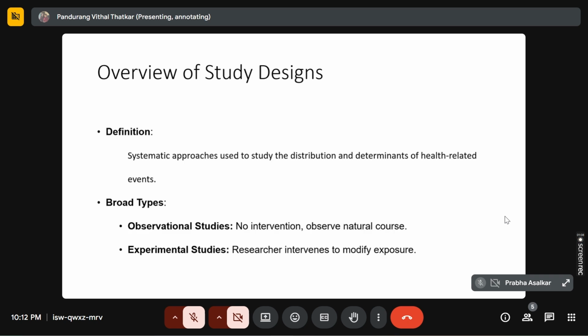So the study design is a systematic approach used to study the distribution and determinants of health-related events. There are two broad types of study designs: observational studies and experimental studies. In observational studies, they do not have any intervention, we just have to observe the natural course. And in case of experimental studies, the researcher intervenes to modify the exposure.